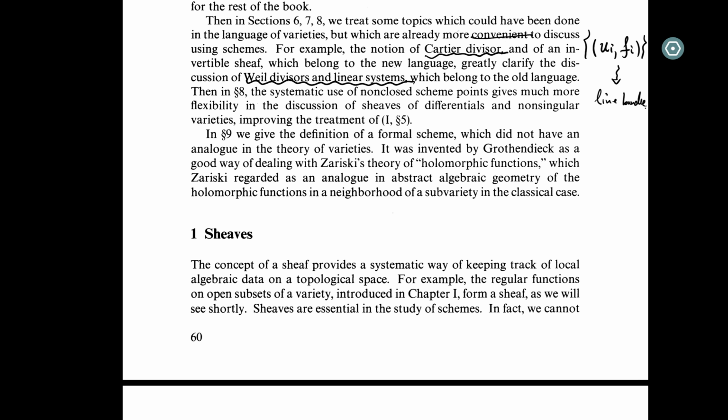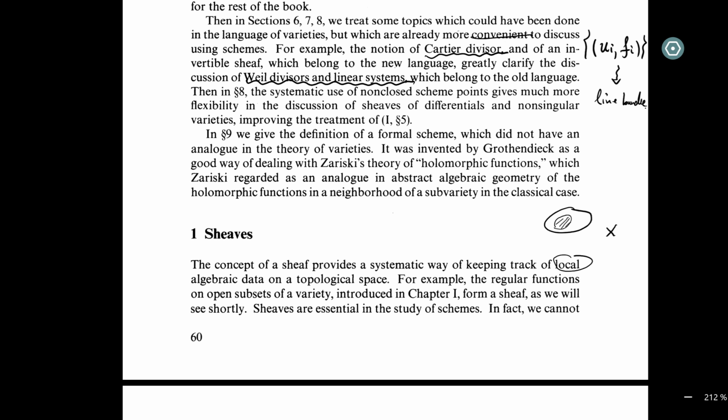We start. The concept of sheaf provides a systematic way of keeping track of local algebraic data on a topological space. We start from a topological space X. What are the local data? And how do you keep track of it? For example, the regular functions on open subsets of a variety, as introduced in the first chapter, form a sheaf.